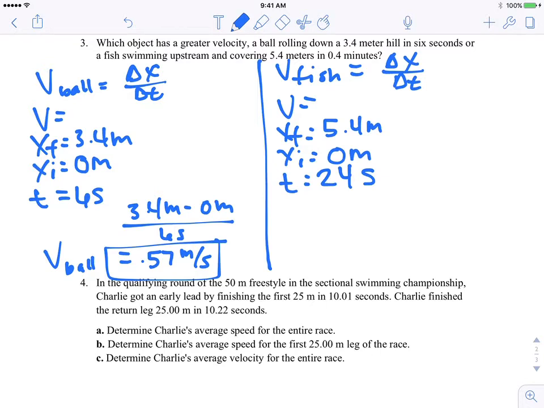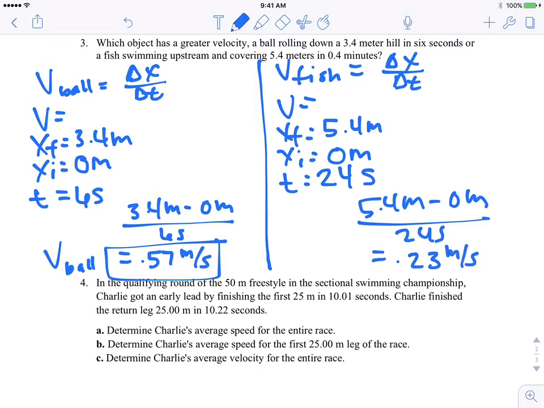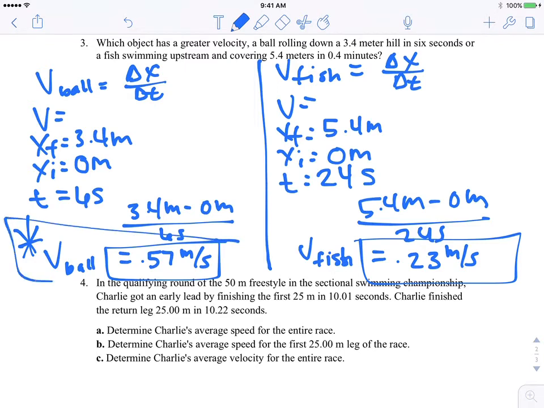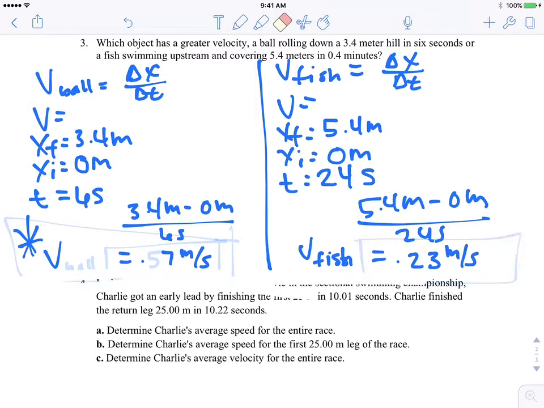Okay, so plug and chug, right? So 5.4 meters minus 0 meters over 24 seconds. I ended up with 0.225. So 0.225 rounded is just 0.23 meters per second. So velocity of the fish, 0.23 meters per second. So the question asks you which object has a greater velocity. Well, look at them. The fish, I'm sorry, the ball. The ball has a much greater velocity. Okay, let me just erase this real quick so we can see the next question clearly.